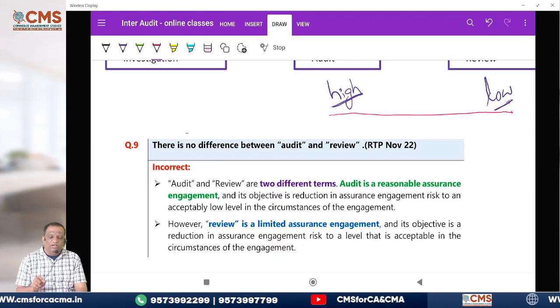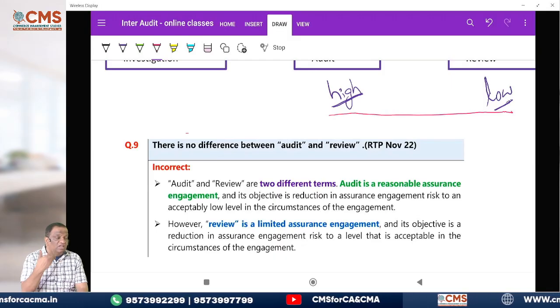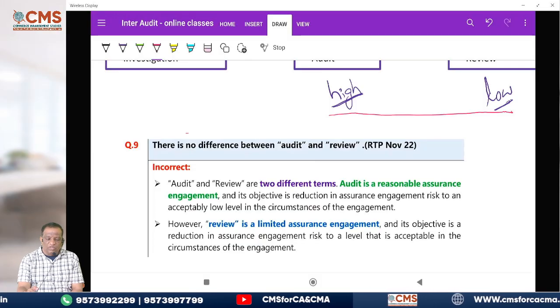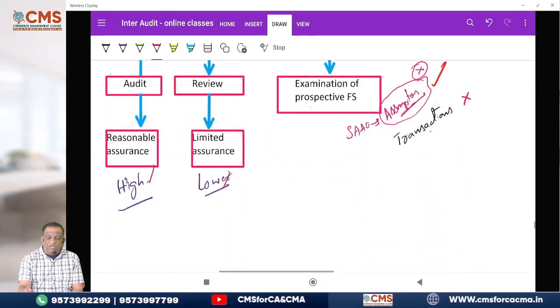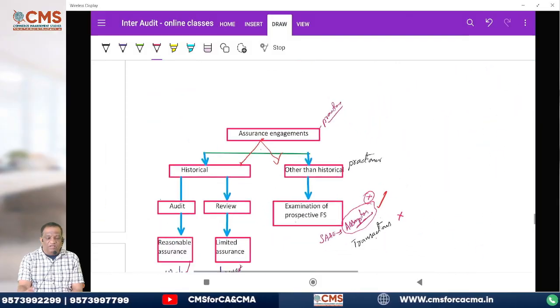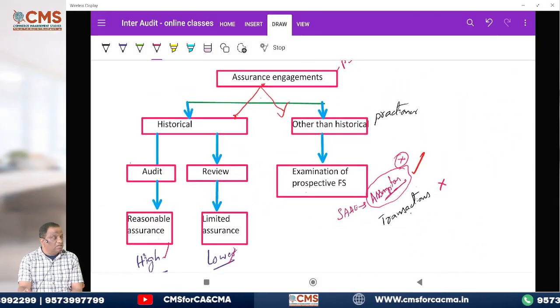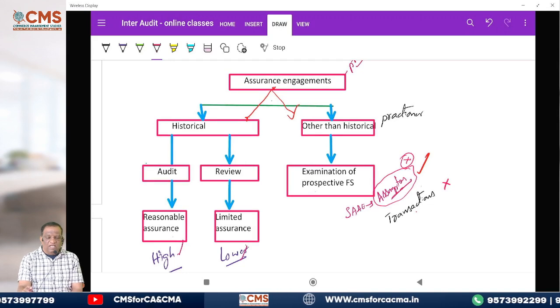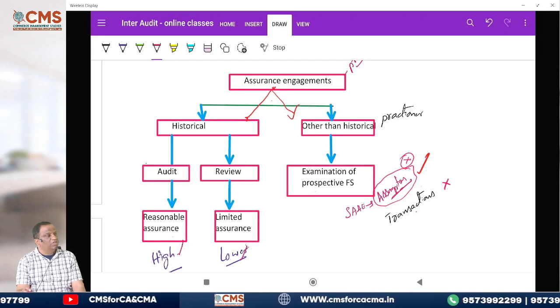And whose opinion is more reliable? Which will have a high level of assurance? Audit will have a higher level of assurance than the reviewer. That's all. And he is asking this common question, whether assurance engagements are all historical engagements. No, it will include even other than historical engagements. An example of it is examination of prospective financials.